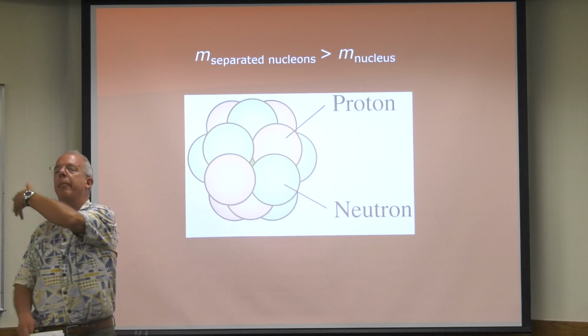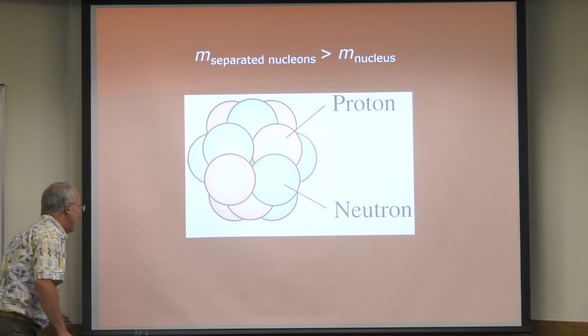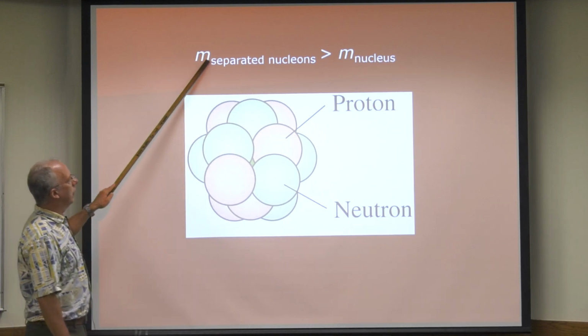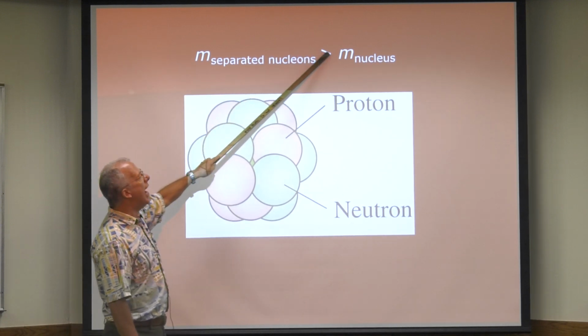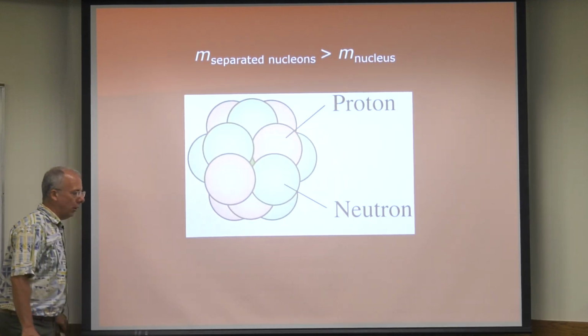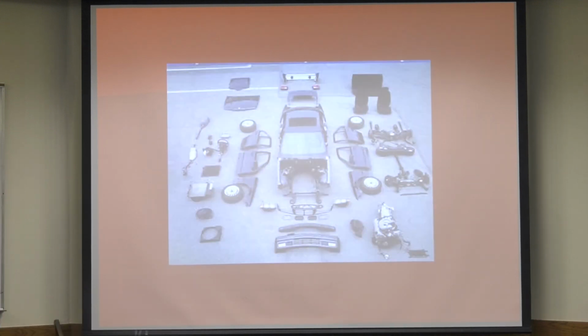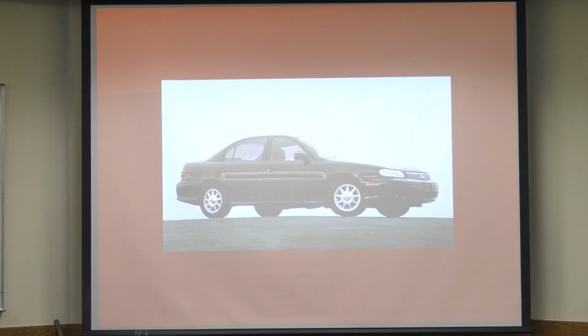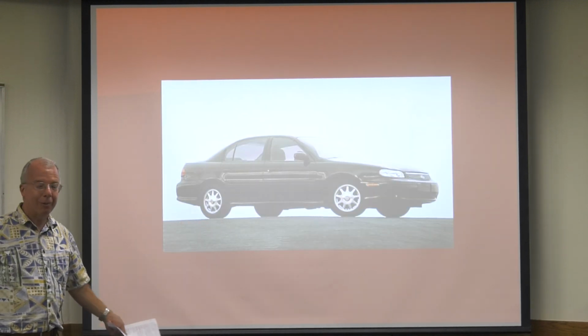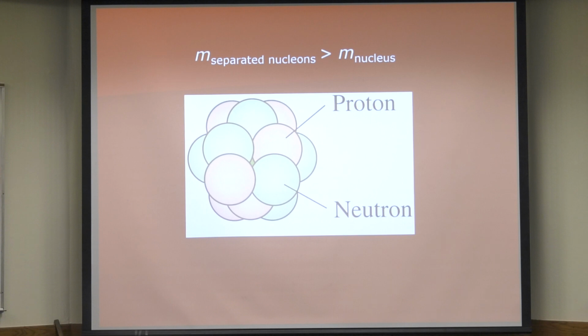You add them up, and guess what? The mass of the separated nucleons is greater than the mass of the nucleus. That's like saying if you add up all the pieces of a car, that would be greater than the mass of the car. Well, that's insane, right? Well, let's explain it. What's going on?